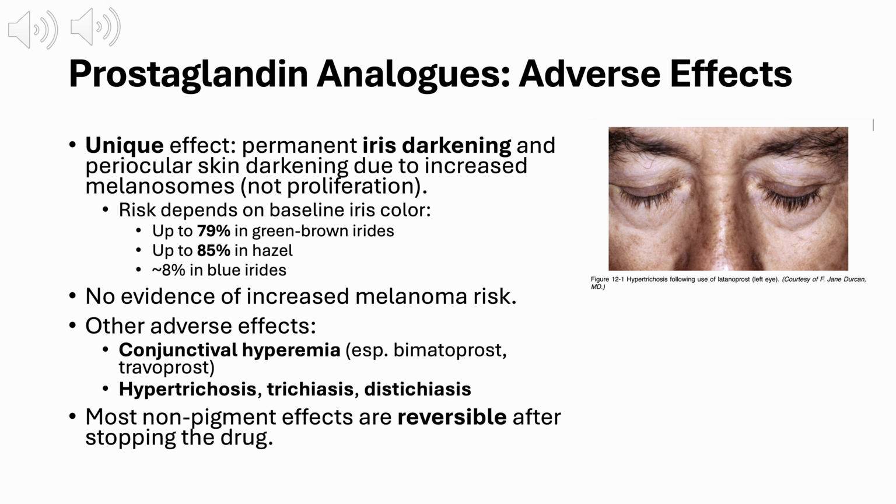The risk varies by baseline iris color, occurring in up to 79% of green-brown irises, 85% of hazel eyes, and about 8% of blue irises. Importantly, there's no evidence that this pigment change increases the risk of melanoma. Other side effects include conjunctival hyperemia, especially with bimatoprost and travoprost, as well as hypertrichosis, trichiasis, and sometimes dystichiasis. Most of these non-pigment changes are reversible once the medication is discontinued.